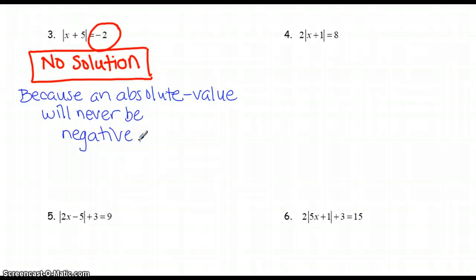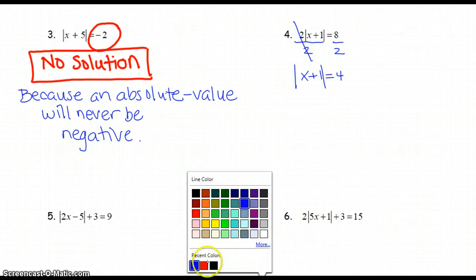Now, remember when we talked about our steps, we said the first thing was to get the absolute value by itself. If we look here, there is a 2 outside of our absolute value. So before we can break our problem into 2 problems, we have to get rid of the 2. So in order to do that, we're going to divide both sides of our equation by 2. 2 divided by 2 cancel, so we have x plus 1 is equal to 4, still in absolute value bars. And now we can break it into 2 problems.